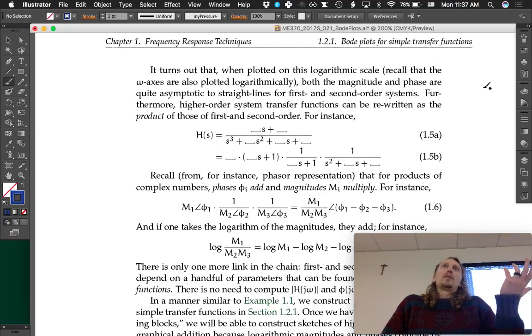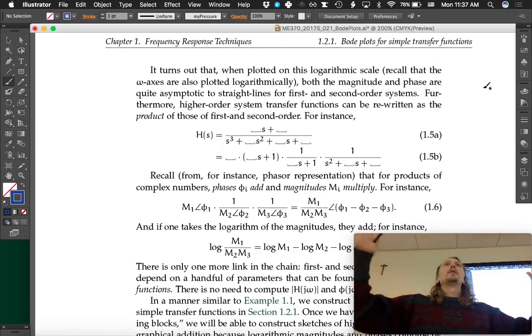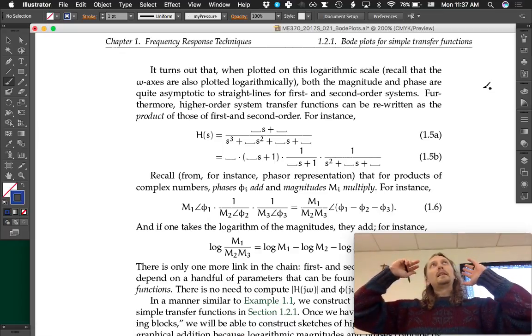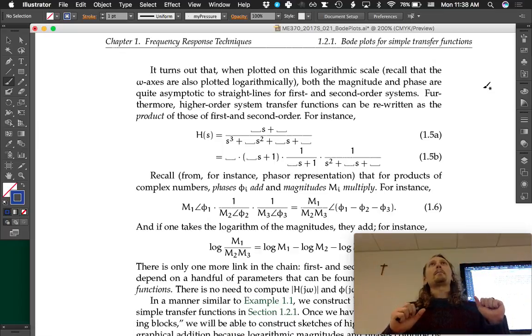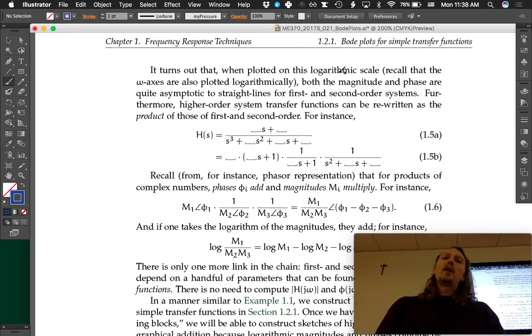So far I just said this is what Bode plots are. Here's how to make a Bode plot brute force wise. But now we're going to learn a little bit more in detail about Bode plots, and maybe they'll become a little bit more clear to us, and we'll be able to construct them and use them a little bit better. So it turns out that when plotted on this logarithmic scale, recall that the omega axes are plotted logarithmically as well, not just the magnitude, both the magnitude and phase are quite asymptotic to straight lines for first and second order systems, and for constants. So for simple systems, these systems are asymptotic to straight lines.